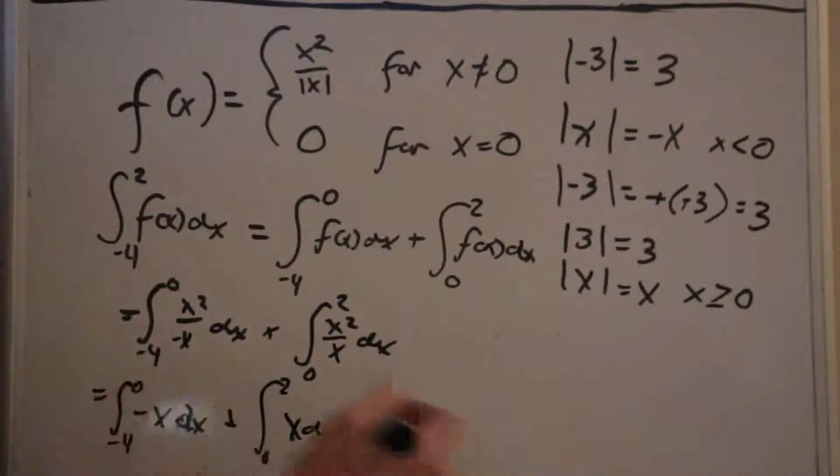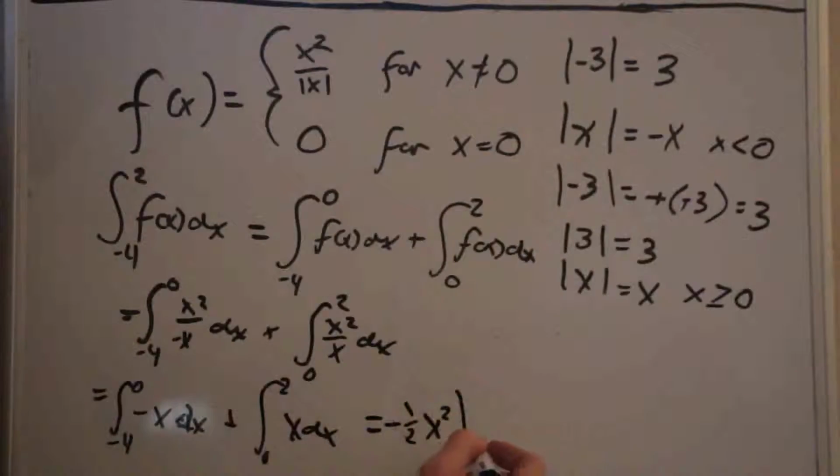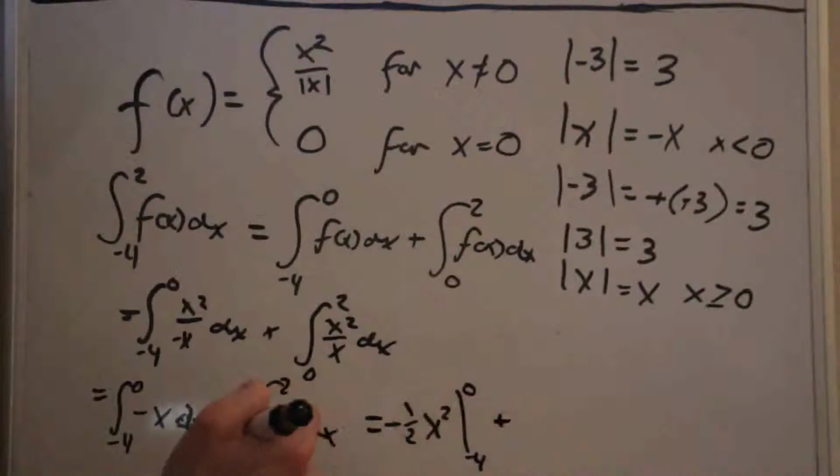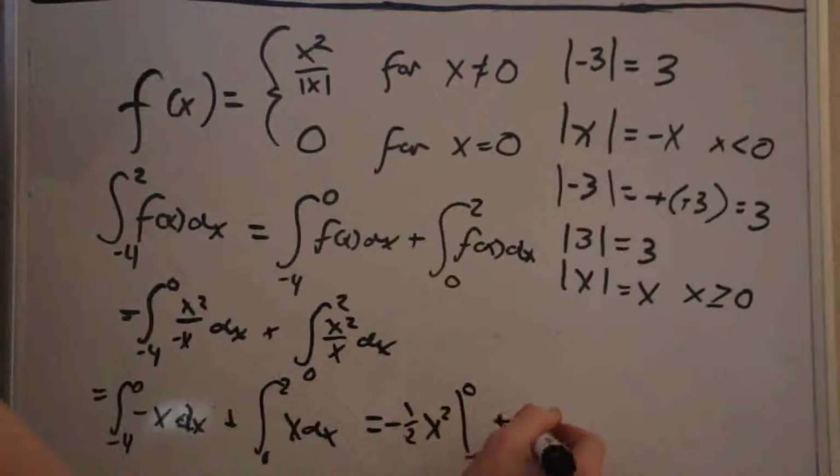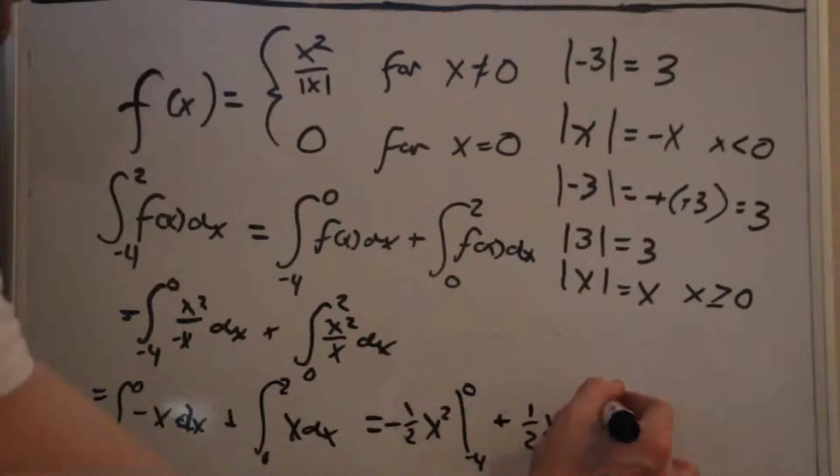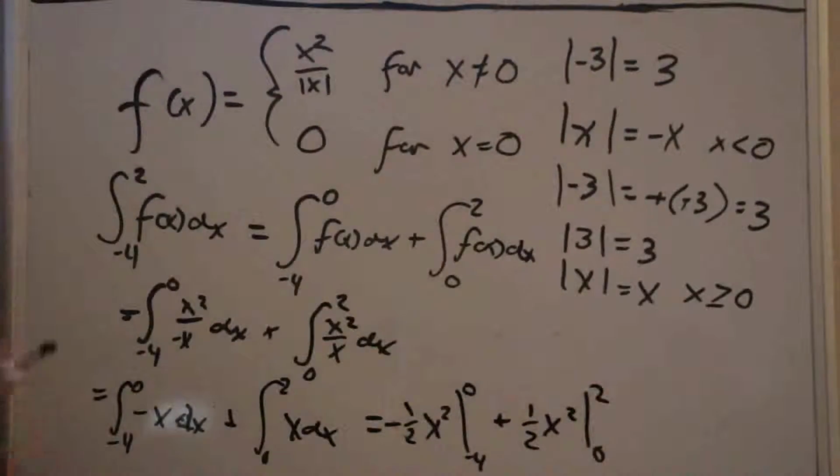Now I can just take these integrals. The integral of -x is -1/2 x squared, from -4 to 0, plus the integral of x, which is just 1/2 x squared, from 0 to 2. Okay, now I'm going to erase this top bit just so I can keep going.